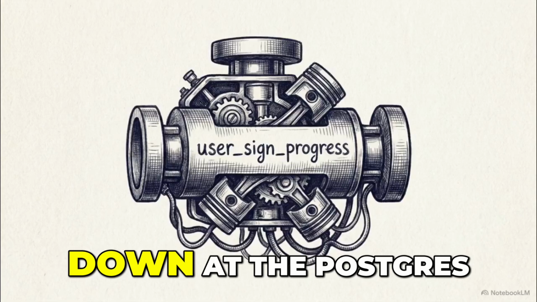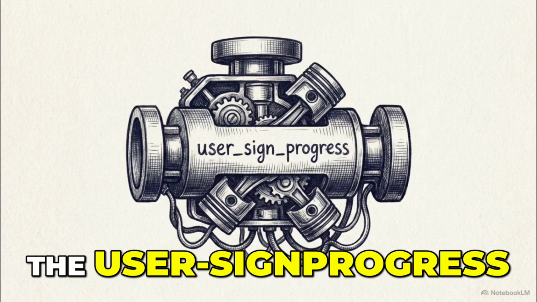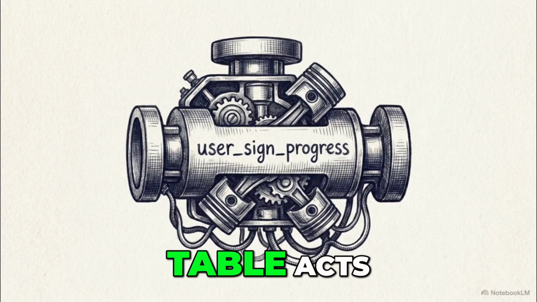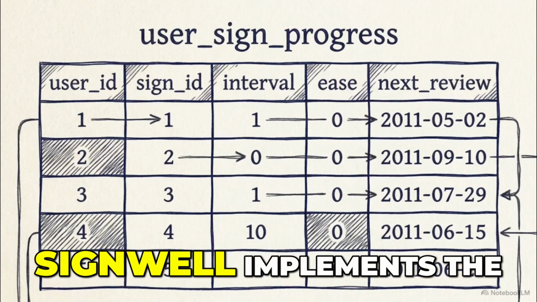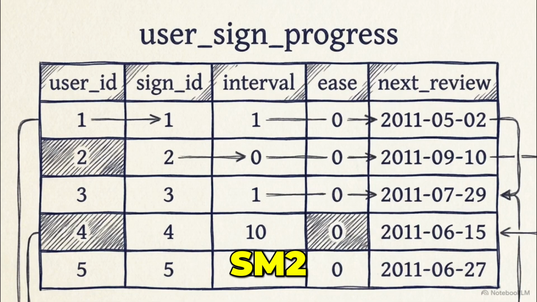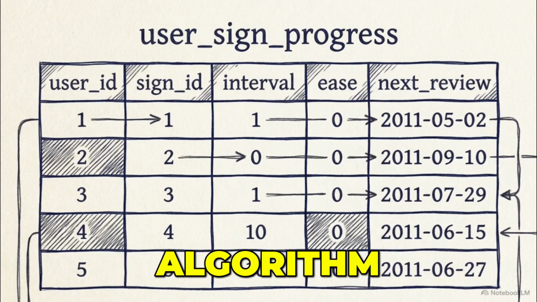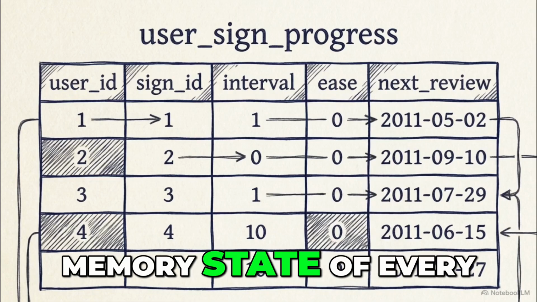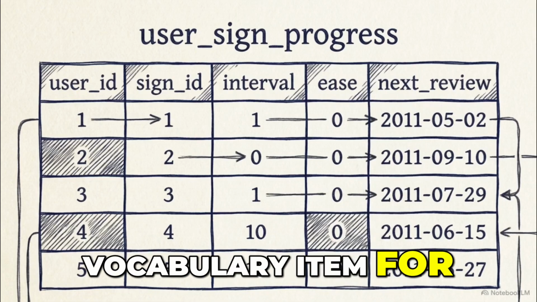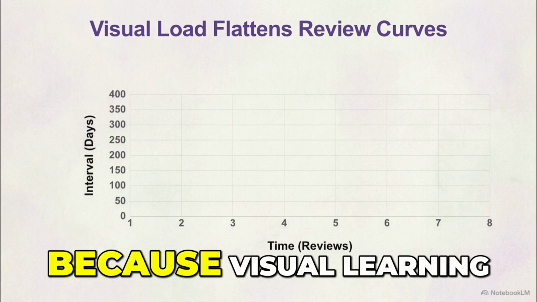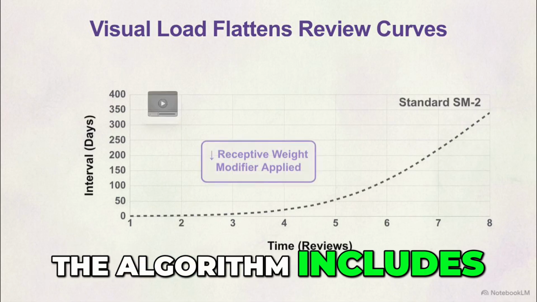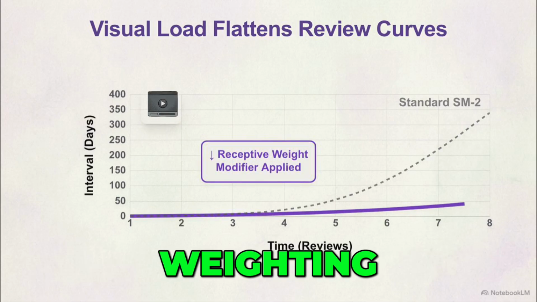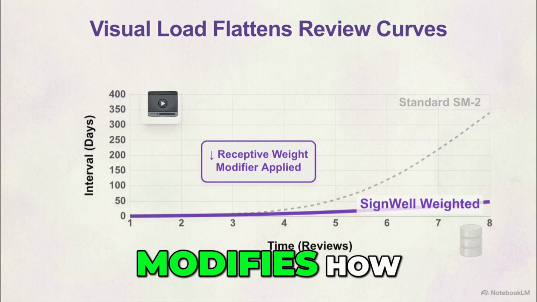Down at the Postgres data layer, the user-sign progress table acts as the engine for the platform's learning mechanics. Here, SignWell implements the SM2 spaced repetition algorithm. It tracks the exact memory state of every vocabulary item for every active user. Because visual learning has unique cognitive demands, the algorithm includes custom receptive difficulty weighting, which mathematically modifies how intervals grow and decay over time.